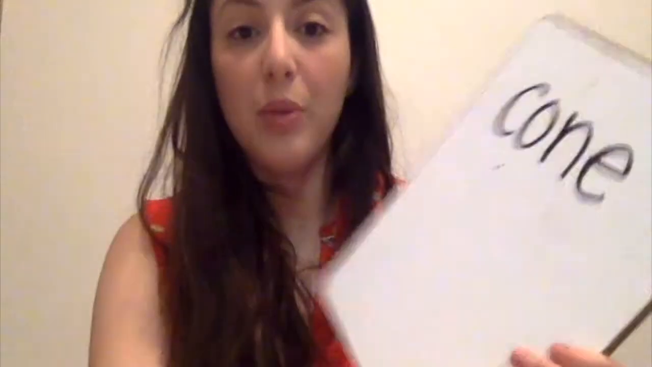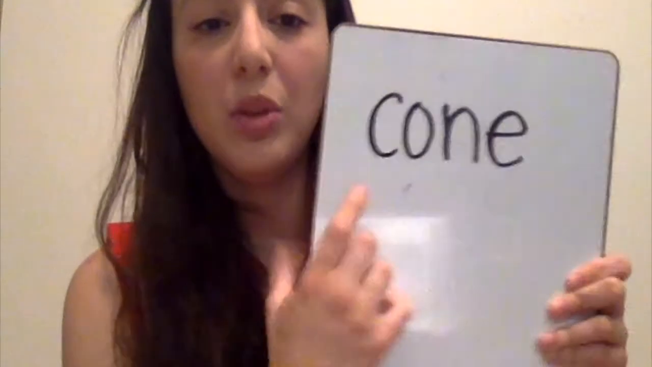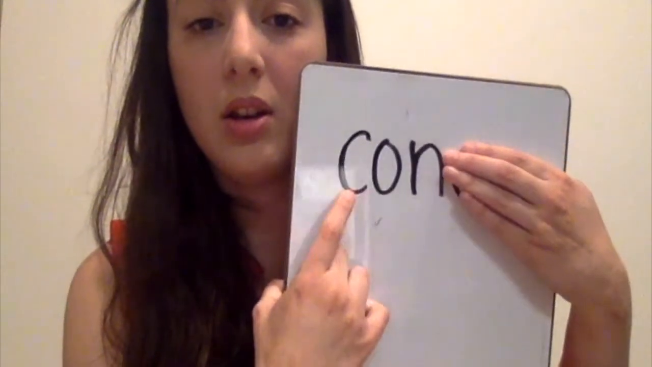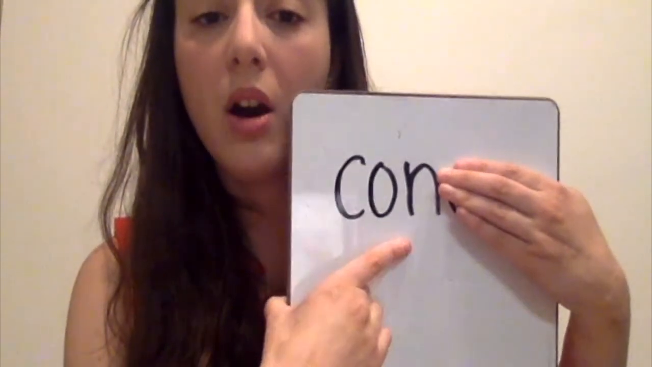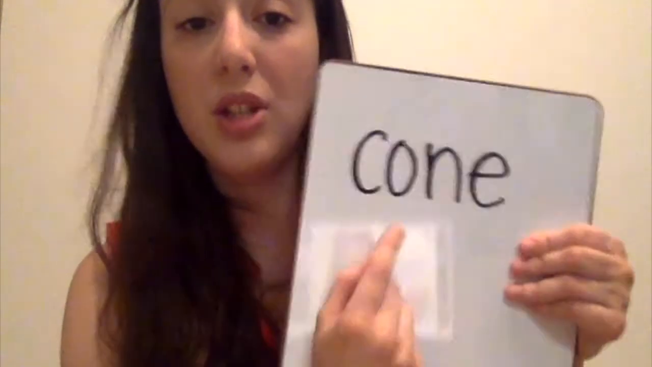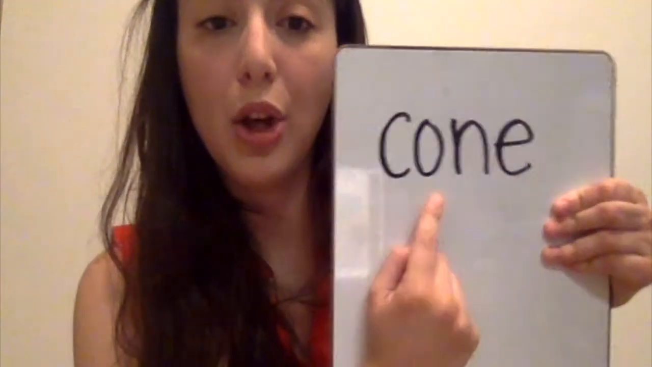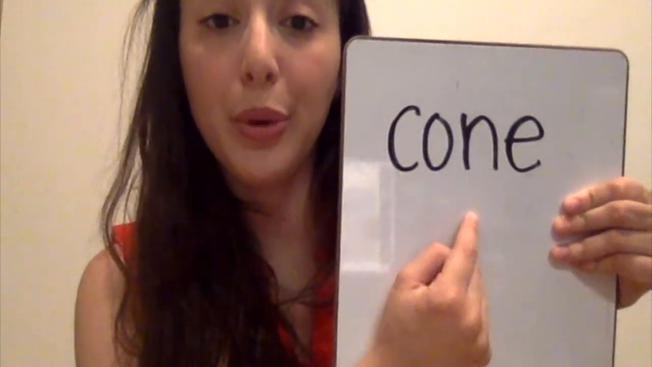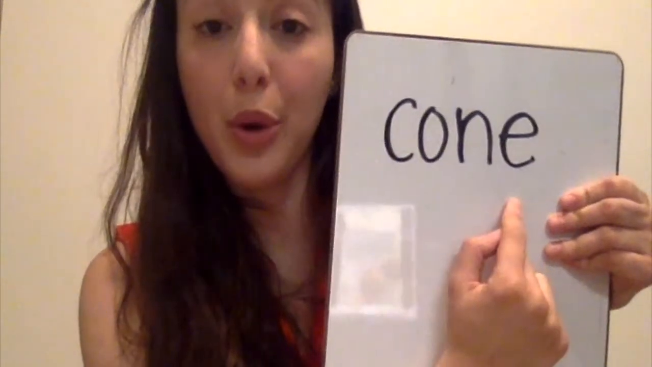So I'm going to write the word cone on my board, and you can copy it onto your paper that's for cones. And this is another one where it has a silent E, right? Because this would say con, but the E makes the O say its own name. Cone.